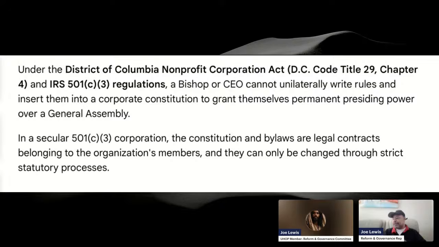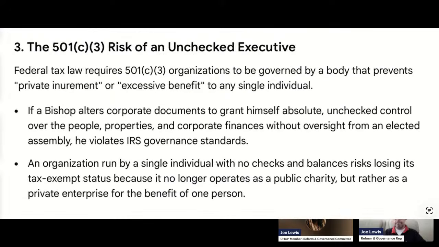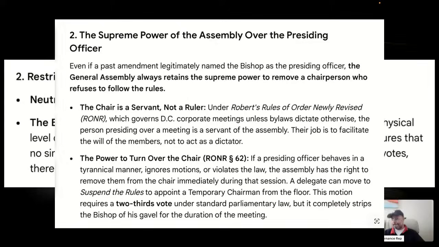The supreme power of the assembly. Before that one. Uploading, one sec. Okay, here. The supreme power. Again, you all need to see this.